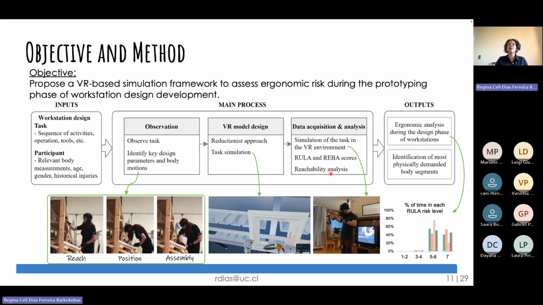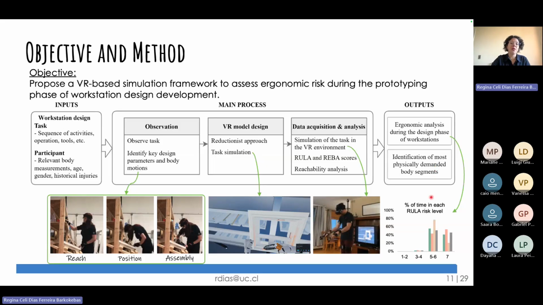And in this case, it was also important to analyze the reach, so do a reachability analysis, because they had some complaints that sometimes they need to be really extended over the workstation to reach the top of it, for example. And the output of this study was basically that I had the ergonomic analysis done during the workstation design development phase, and I could also identify the parts of the body that were most physically demanded during the task.